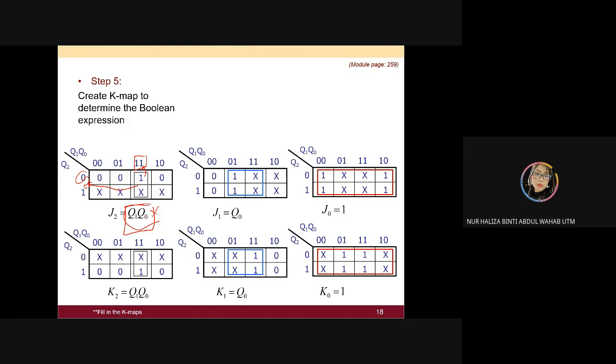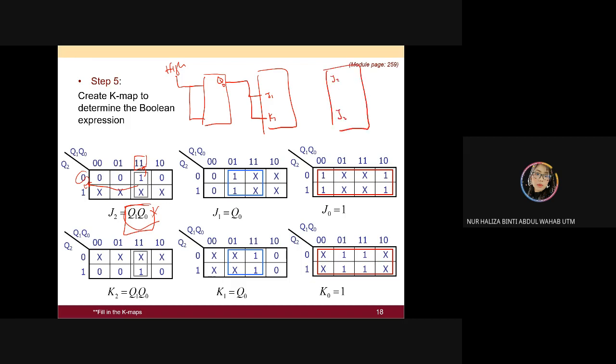So how is your connection? Your JK flip-flop 1 is going to connect to your high. And after that, K1 is going to connect to your Q. And one last, JK2 is going to be Q0.